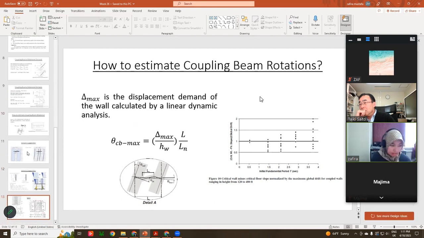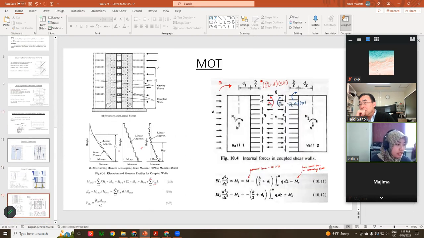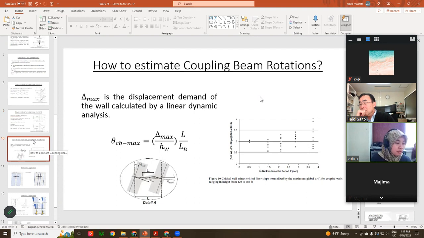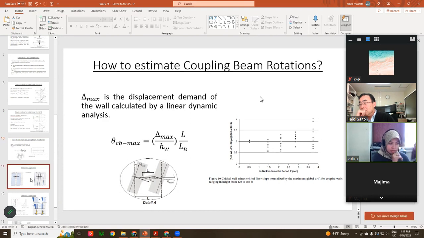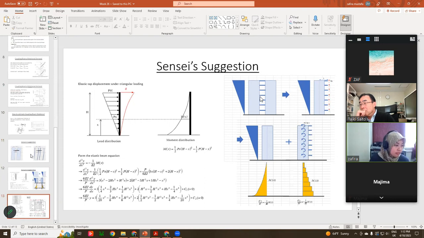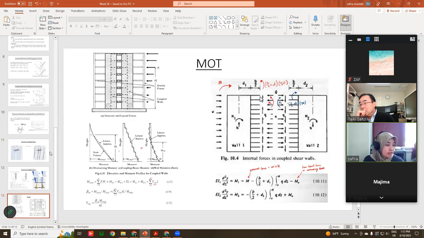So for this concept in this paper, they only estimated for the coupling beam itself, but they don't estimate for a coupling beam including a damper. So maybe the mechanism will be different from yours. This is from your suggestion. When we have the damper in the middle, we can also estimate the rotation of the coupling beam, and maybe we can find some equation to estimate a coupling wall with damper in the future.